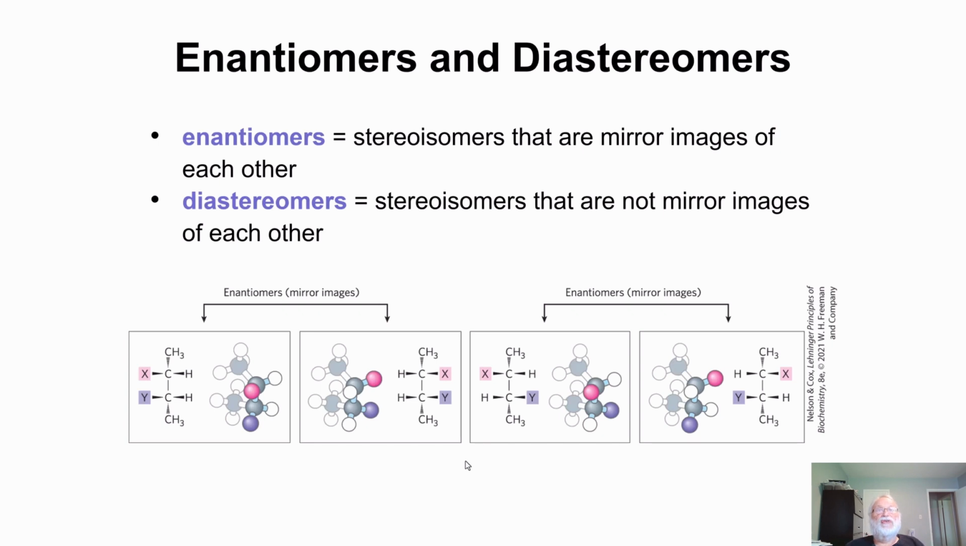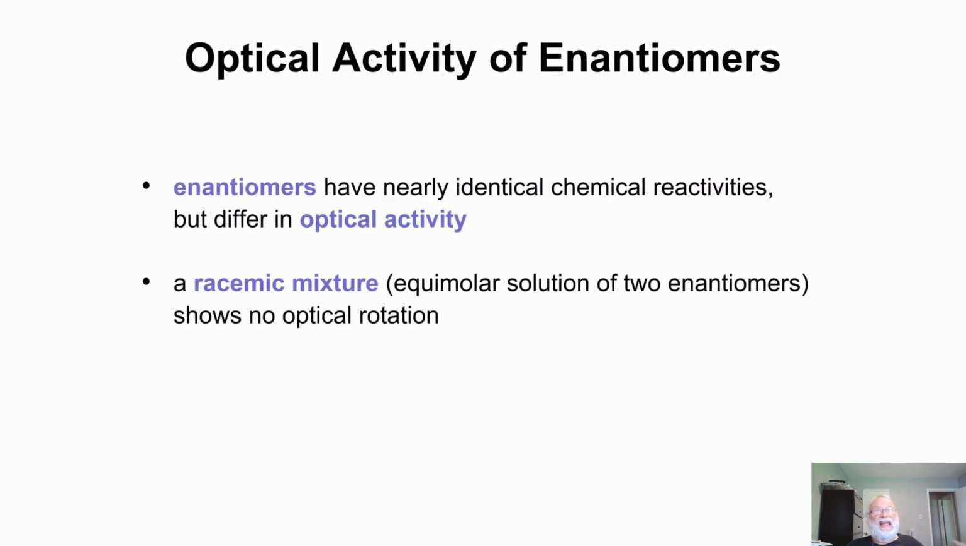As soon as you start getting to multiple stereospecific atoms within a molecule, some of those generic rules kind of disappear. Enantiomers have nearly identical chemical reactivities, but differ in optical activity. Racemic mixtures, equimolar versions of 2 enantiomers, show no optical rotation. So if it's a purely right-handed or left-handed molecule, you can use optical, polarized light, and it'll bend light in a particular direction. Racemic mixtures don't bend that light.